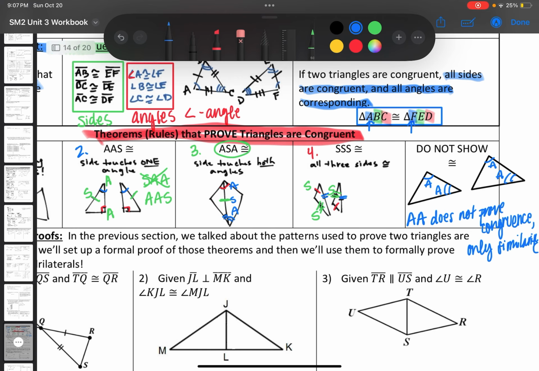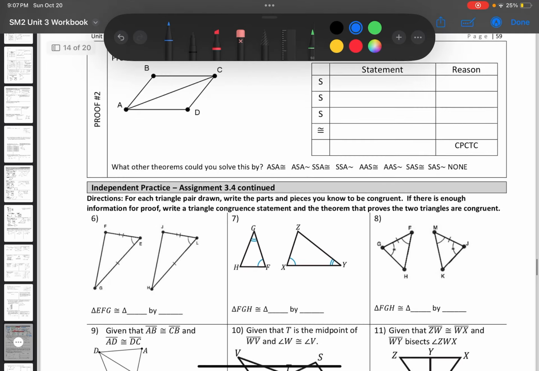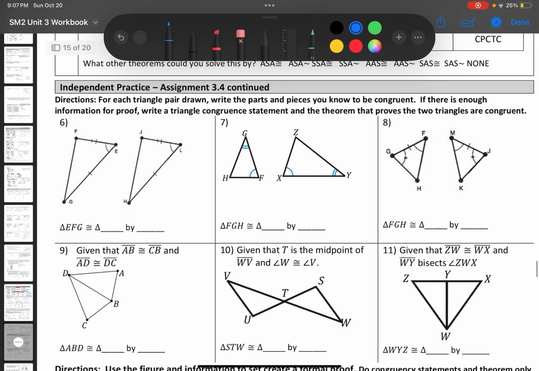All right. Let's go over some examples in your homework really quick. Turn the page over to your independent practice assignment 3.4 continued. We're going to go over a couple together, right? Let's just read the directions carefully. For each triangle pair drawn, write the parts and pieces you know to be congruent. If there is enough information for proof, write a triangle congruent statement and the theorem that proves the two triangles are congruent.